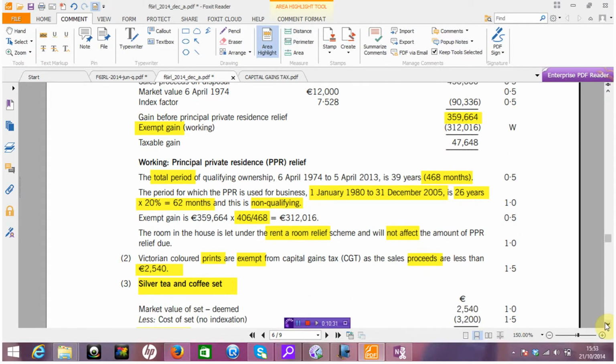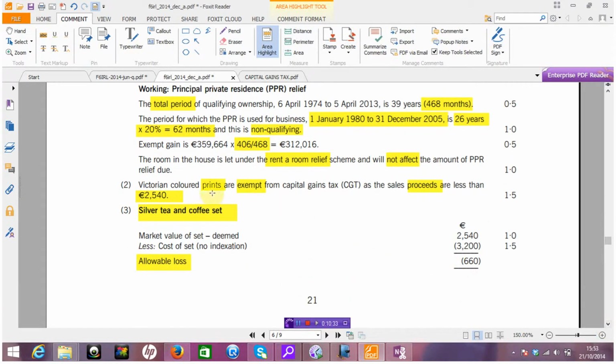We just look slightly down the page here. Asset number two, we had prints that are effectively exempt because of the fact that these sales proceeds were less than our figure of 2540, and that's just an absolute amount. So we're looking for durable chattels being sold where the proceeds are less than 2540, and we would have got 1.5 marks for knowing that. So it's quite a lot of marks for just a fairly straightforward rule.